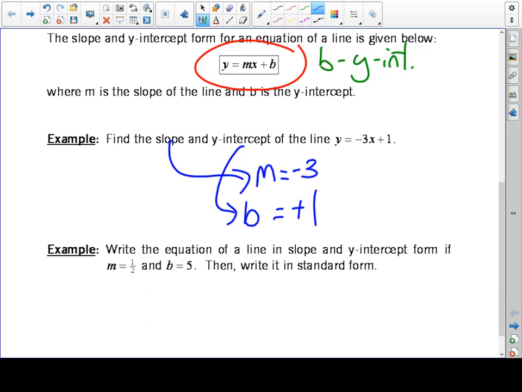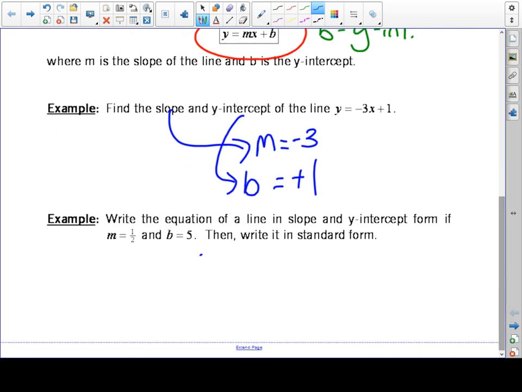Okie dokie? Okay. Now we're going to get things rolling a little bit, a little more familiar, a little bit more comparison to what we did last class. Write the equation of a line in slope and y-intercept form if m equals a half and b equals 5. So that's what we're going to do first. So this is really easy.